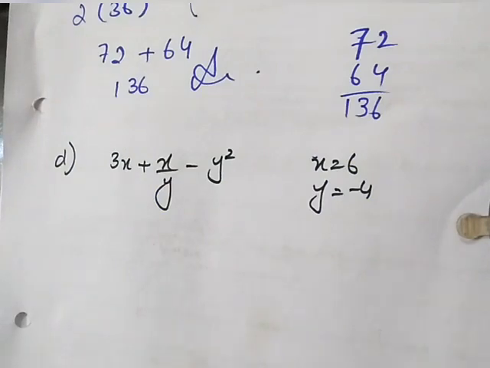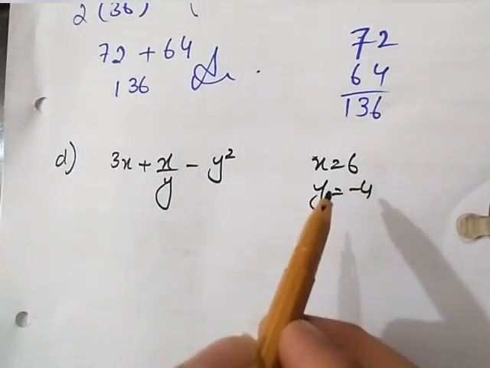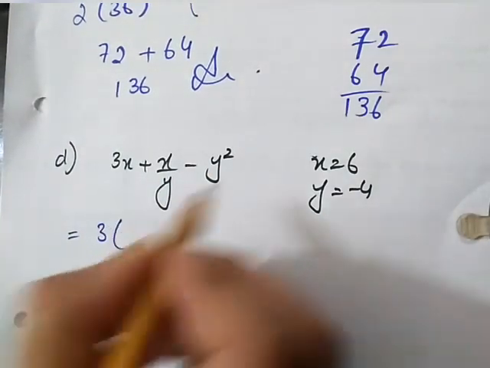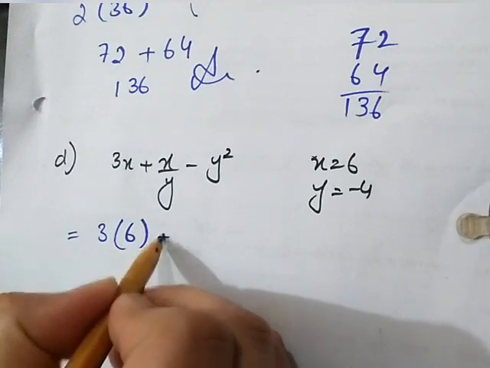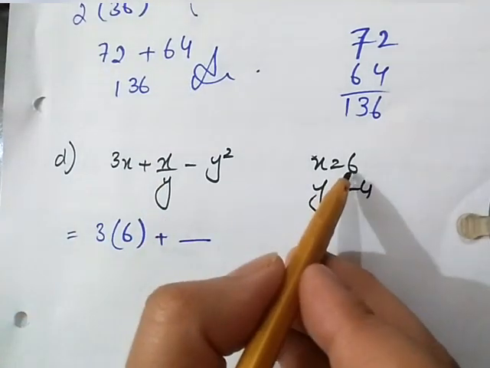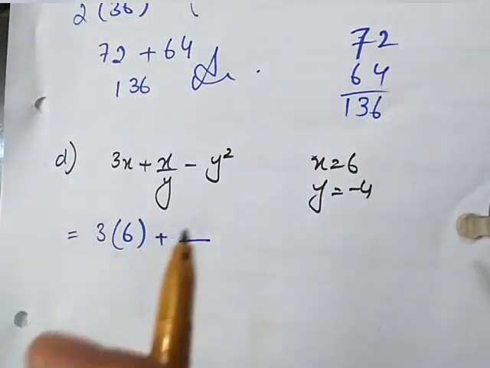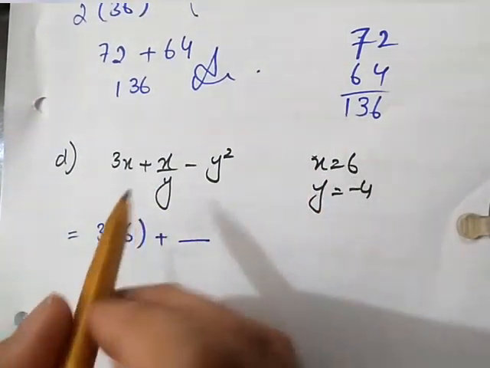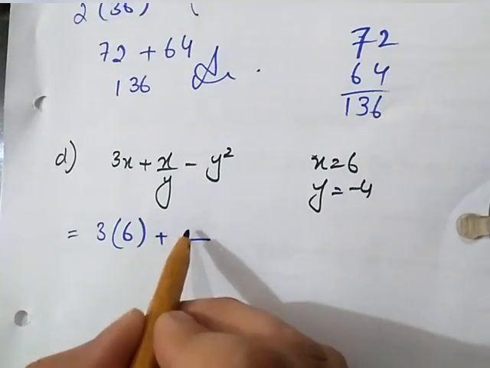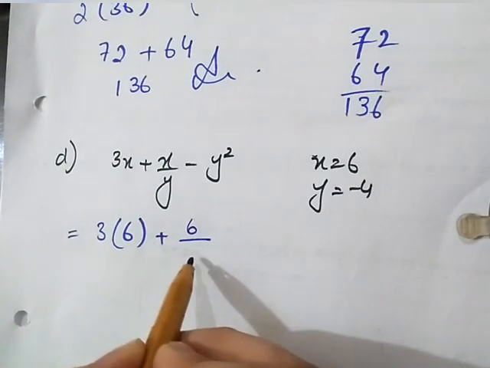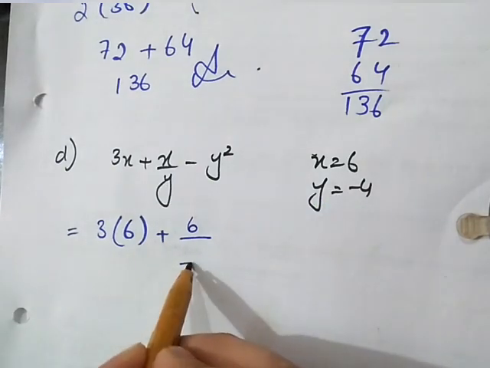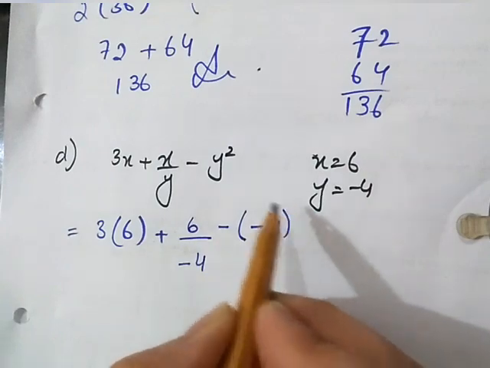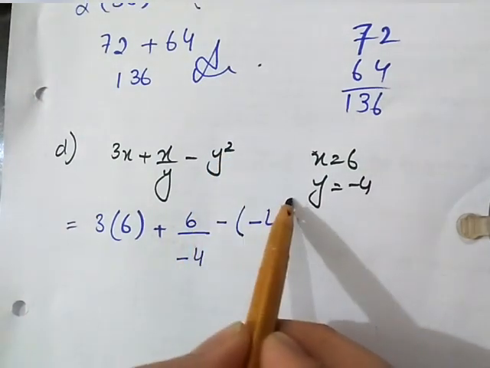Okay, so in part D, again the value of x is 6 and the value of y is minus 4. So we have to put in the values in 3x plus x by y minus y square. In all the places where x came, just put the value of x. In place of x, we replace x with 6. So here again x came, so we put the value of x, that is 6, by y, and the value of y is minus 4. Minus y square, again the value of y is minus 4, so put minus 4 and square.